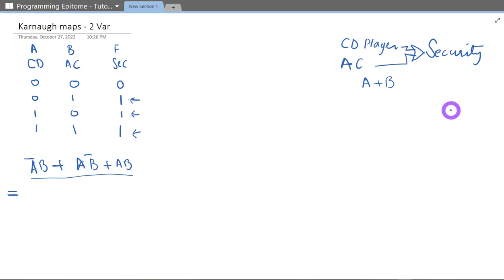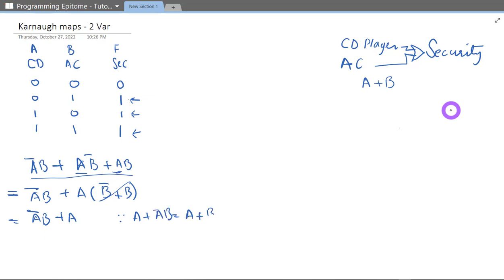Here I can take this A common and write the equation again. I'm going to take A common and then B bar plus B. This is the identity, so it can cancel, it basically equals 1. So now I'm left with A bar B plus A. Now I have again a property which says that A plus A bar B equals A plus B.